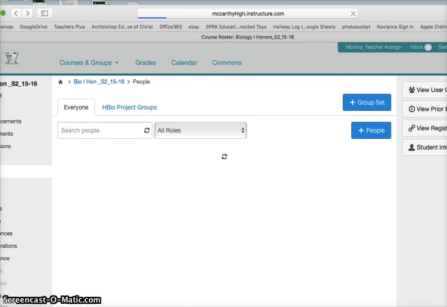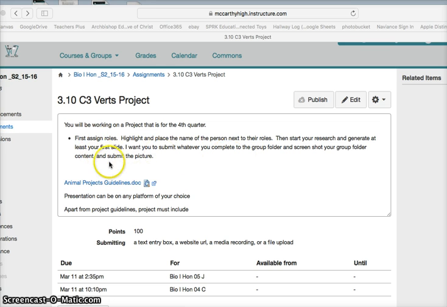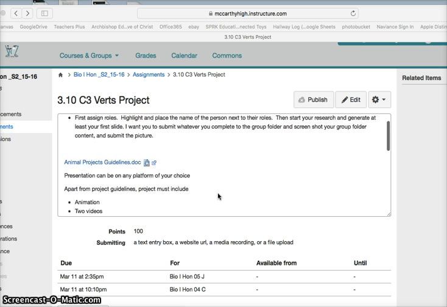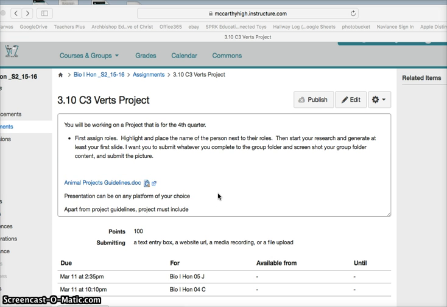Right here. Again, all these guidelines are for a project that's going to be collected during the fourth quarter that you're going to work on sporadically for several weeks. What is due at the end of class is a highlighted rubric of who's doing what, an initial start to your part in the group folder, and a screenshot of what you put into the group folder. Due at the end of class.